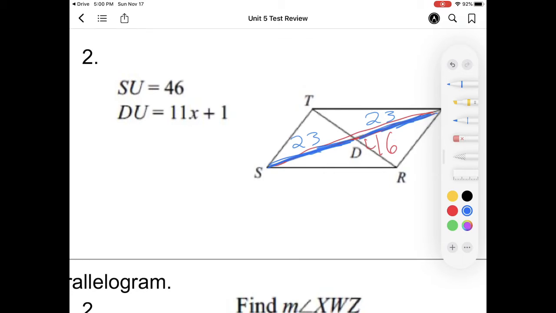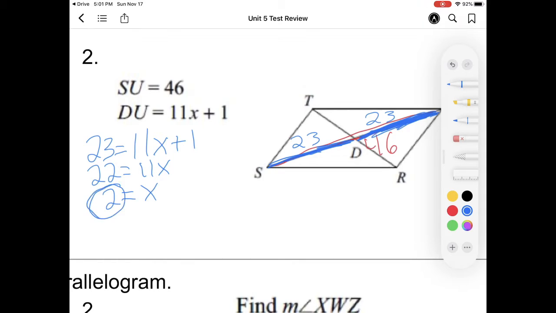Again, important part, the reason why we're dividing it into 2 even parts is because the next information that we are given is DU equals 11x plus 1. So now we can set it up as 23 equals 11x plus 1. Subtract 1 on both sides, and we get 22 equals 11x. Gonna divide by 11 on both sides, and we get 2 equals x. So our x value is 2.